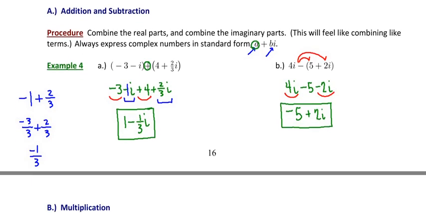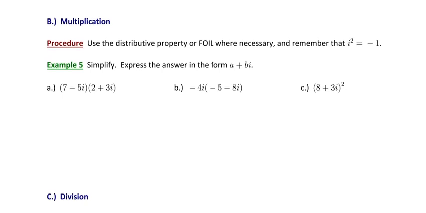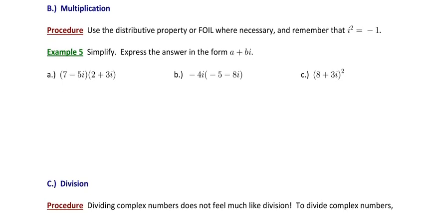If you're comfortable combining like terms with a polynomial, that's going to be a pretty easy skill. Let's talk about multiplication. With multiplication, we'll use the distributive property and FOIL where necessary, but the one thing you have to watch out for is the i squared. If that pops up, remember to replace the i squared with the value negative 1. Example 5, we're going to simplify and express the answer in the standard form a plus bi. That is real part first, imaginary part second.